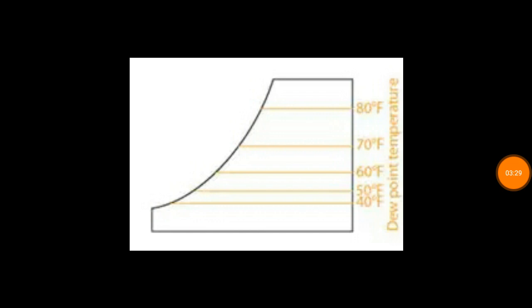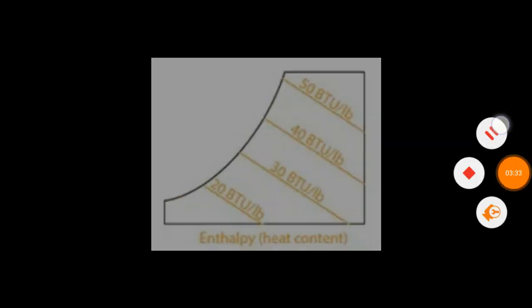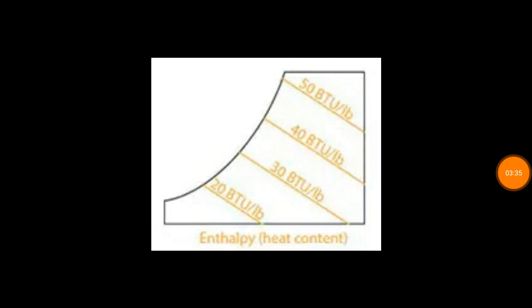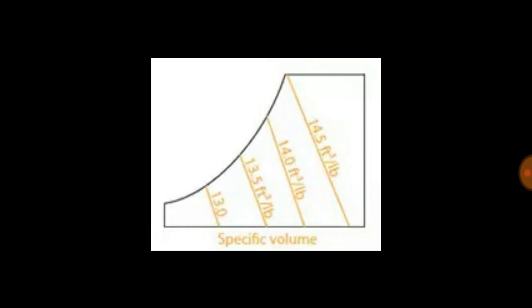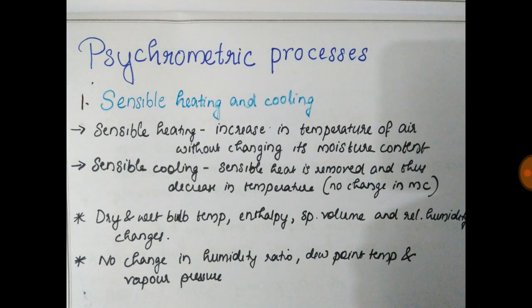Next is dew point temperature. It is represented as shown in the figure. The enthalpy or heat content lines are represented as shown in the figure. The specific volume is also represented as diagonal lines. They also increase from left to right. Next are the psychrometric processes that we're going to learn.